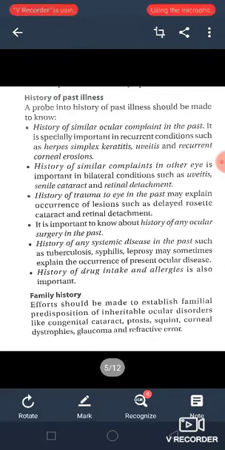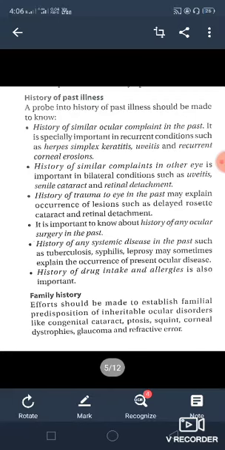History of trauma to the eye in the past may explain occurrence of lesions such as delayed rosette cataract and retinal detachment. It is important to know about history of any ocular surgery in the past. History of any systemic disease in the past, such as tuberculosis, syphilis, leprosy, may sometimes explain the occurrence of present ocular disease. History of drug intake and allergies is also important.